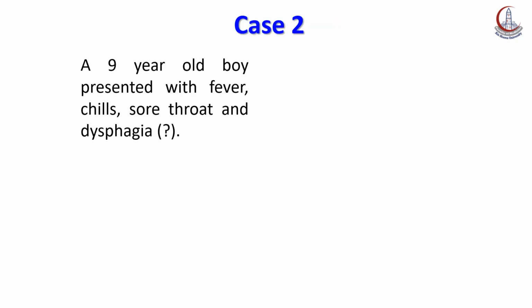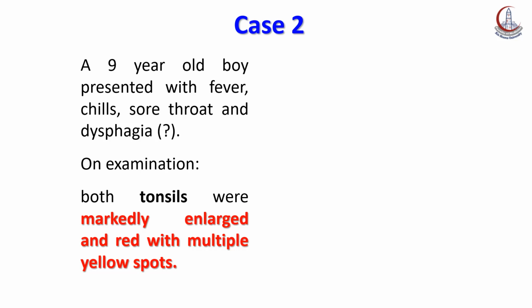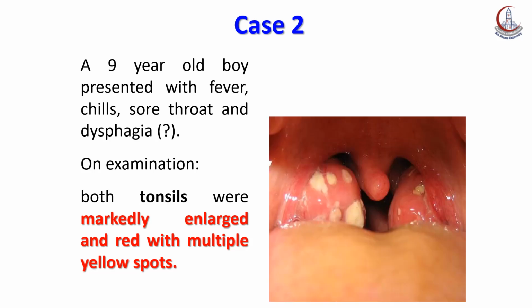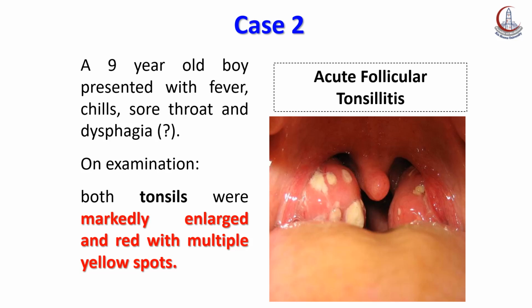Case 2, a 9-year-old boy presented with fever, chills, sore throat, and dysphagia. On examination, both tonsils were markedly enlarged with red, multiple yellow spots. Here is a picture of acute tonsillitis with enlarged tonsil and different crypts filled with pus. يبقى هنلاقي التونسلز هنا على الناحيتين enlarged و congested و covered by pus، والpus بيبقى accumulated في ال tonsillar crypts. So this is an example of acute follicular tonsillitis.